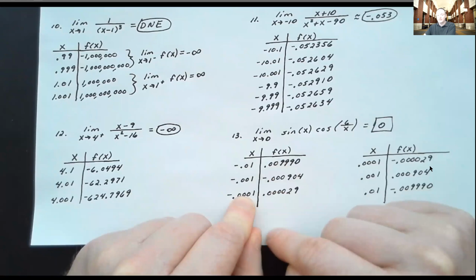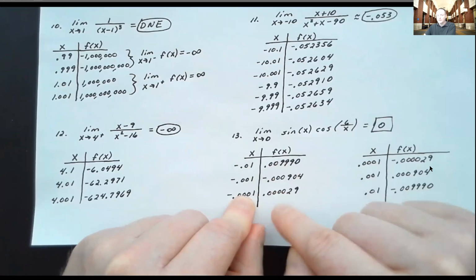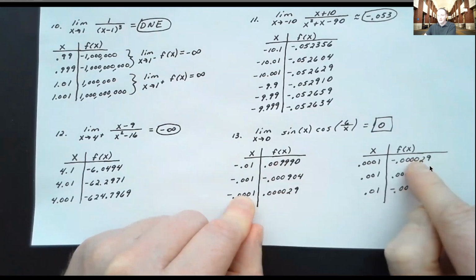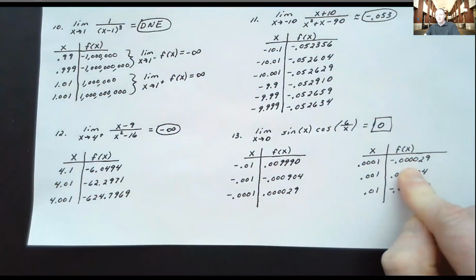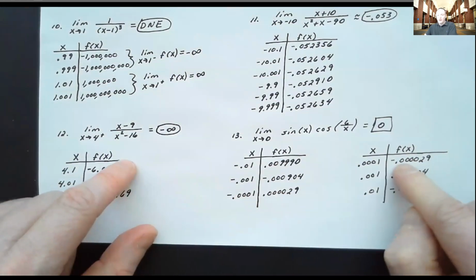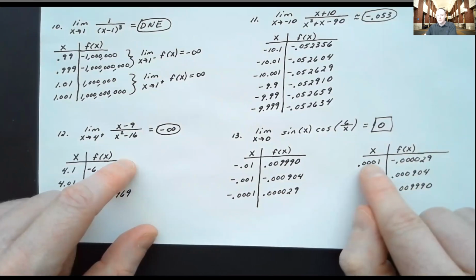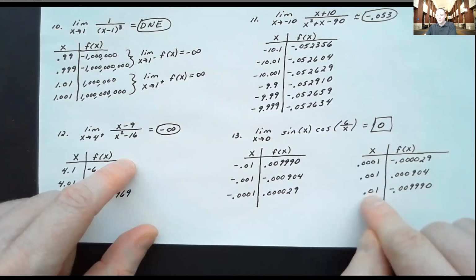So I would expect them to continue to oscillate between positive and negative. But regardless of that, the absolute value of these values is getting smaller and smaller and smaller. And then I can see the same thing happening over here. I had negative, well, actually, let me list this one first. The reason I listed them in this direction is because that's how they were on the page.